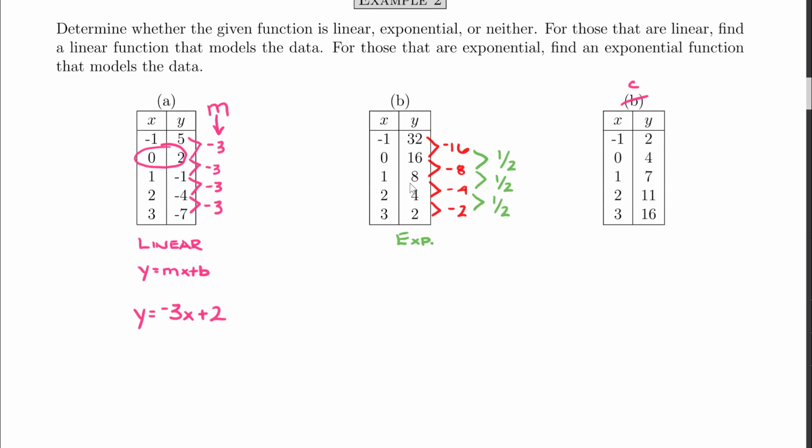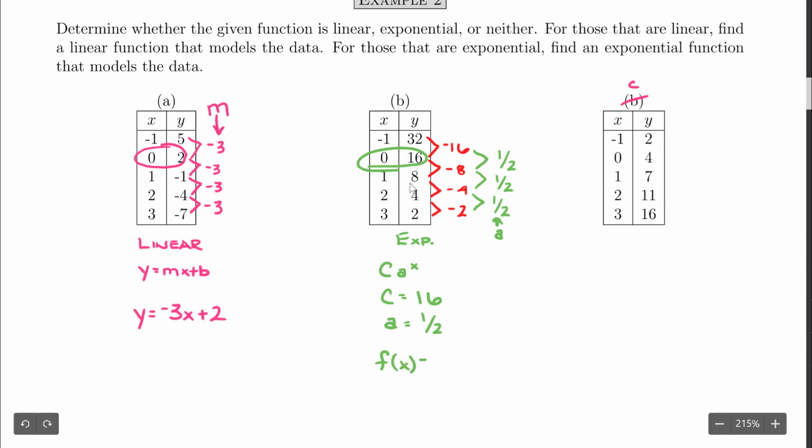And remember from our formula before, it's c times a to the x, where c is your initial condition when x is 0. So we have c is equal to 16. A is our ratio, which is 1/2. So we can write out our function now as f of x equals 16 times 1/2 to the x power.